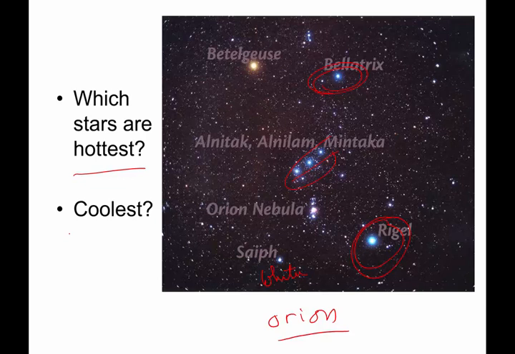Okay, which star is the coolest in the Orion constellation? Betelgeuse. Betelgeuse is a big red star, reddish orange. Now you might see this right here and go, that's kind of pinky red. That is actually a nebula.